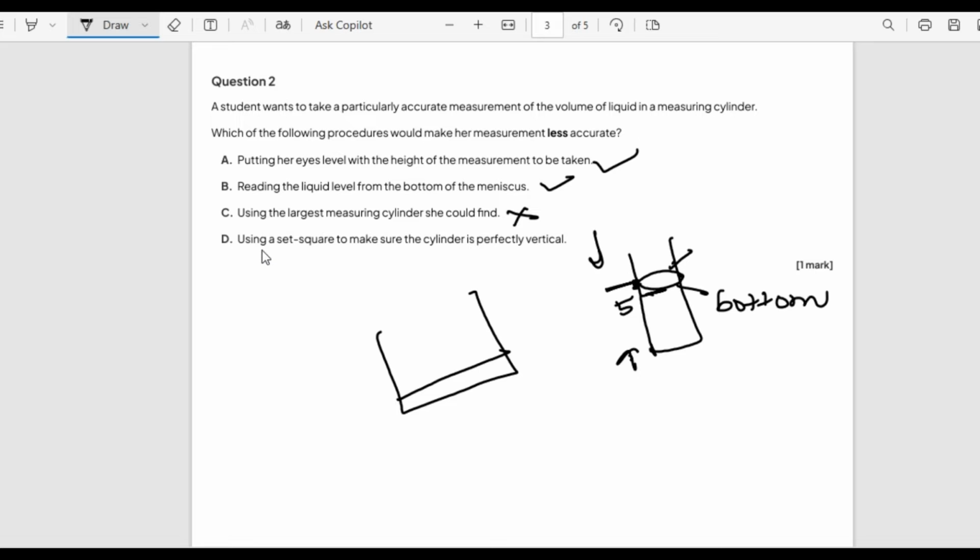Let's see the third one also. Using a set square to make sure the cylinder is perfectly vertical. Yes, you should keep the cylinder very much perpendicular to the floor, to get the exact reading. So this one is also correct. So if she wants the measurement to be less accurate, she has to take the largest measuring cylinder.